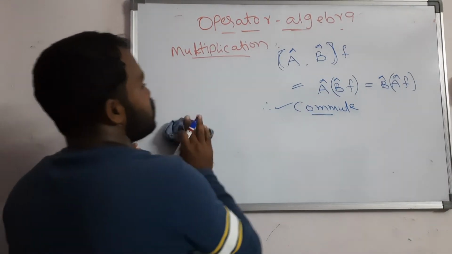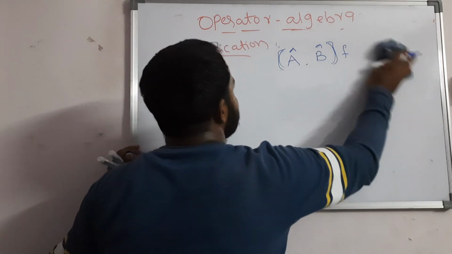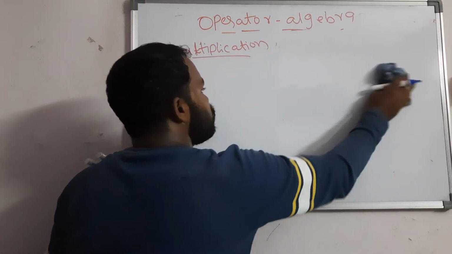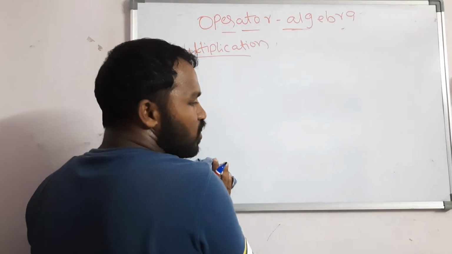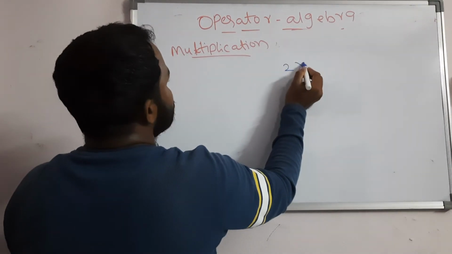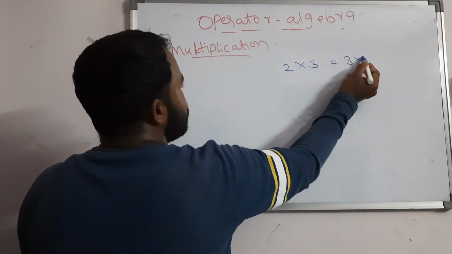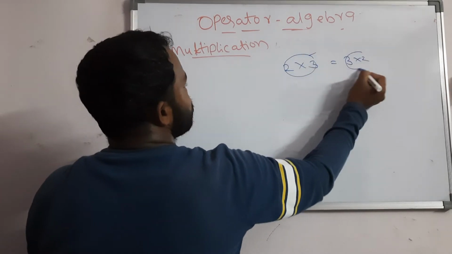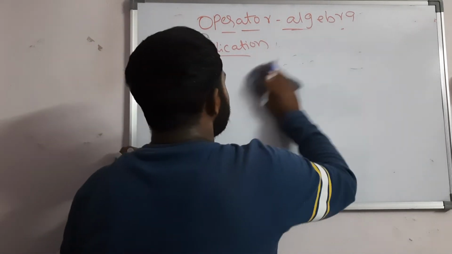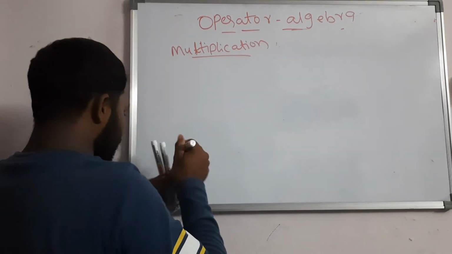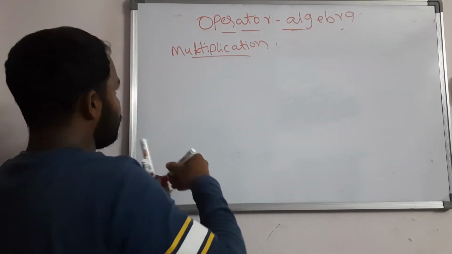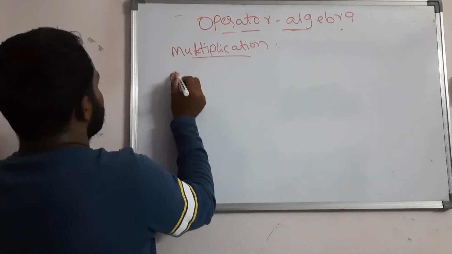We will see some problems based on this. Simple: A cap into B cap into f is equal to B cap into A cap into f. Already we know that 2 into 3 is equal to 3 into 2, right? So then they can say commute here. For example, I am taking a problem for this multiplication. Question I am writing.